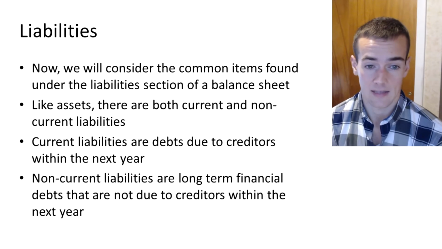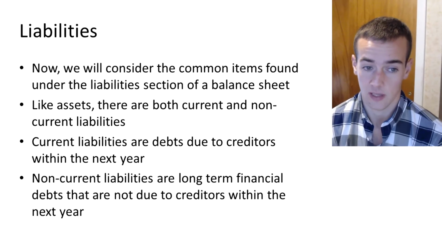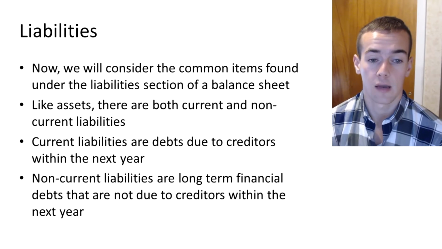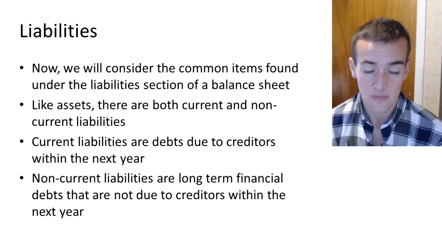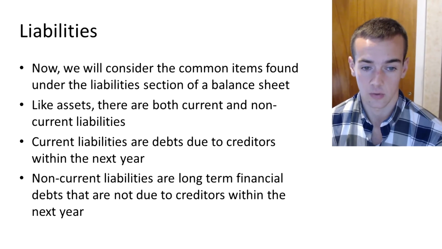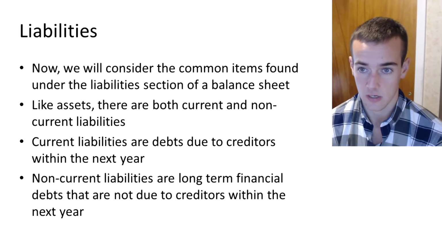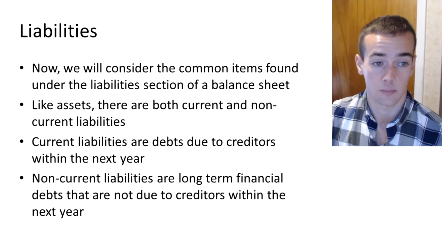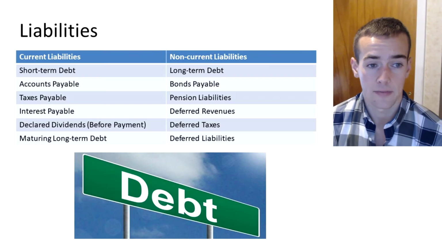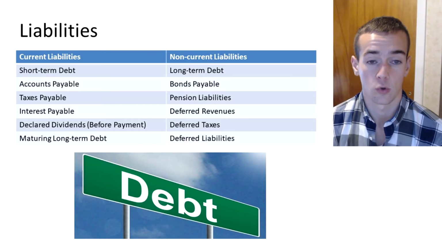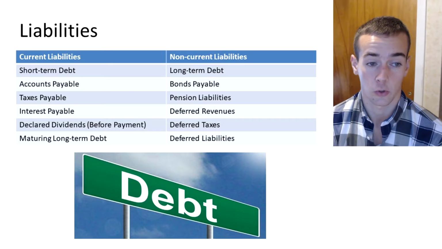So just like assets, there are both current and non-current liabilities. So current liabilities, if you haven't guessed yet, these are debts that are due to creditors within the next year. And non-current liabilities are long-term financial debts that are not due to creditors within the next year. So we're going to look at examples of both of these now. So on the left, the current liabilities that are due in the next 12 months. This would be short-term debt.